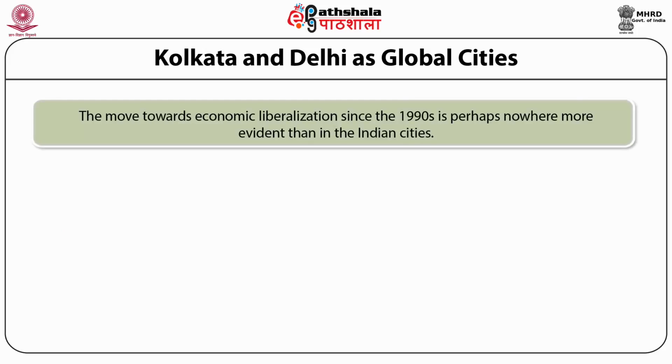The move towards economic liberalization since the 1990s is perhaps nowhere more evident than in the Indian cities. Restructuring of the economy and opening up the market to the world have introduced social changes that have left a deep impact within a short span of time. As shopping malls become more and more ubiquitous and glitzy, more housing developments sprout in the hitherto uninhabited areas. The Indian cities strive to look and become more global.